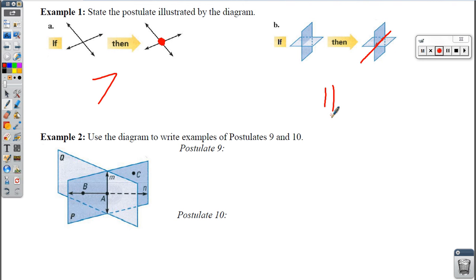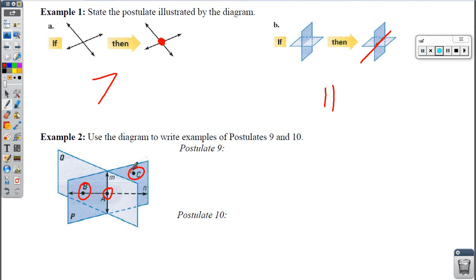Example 2. Use the diagram to write examples of postulates 9 and 10. Postulate 9 says that a plane contains at least 3 non-collinear points. So we could look at plane P. Say plane P has point B on it, has point A on it, and has point C on it. So we could say then that the plane P contains the 3 non-collinear points A, B, and C.